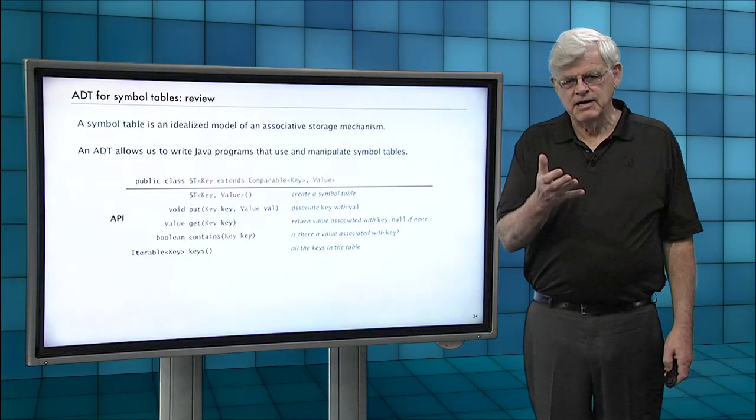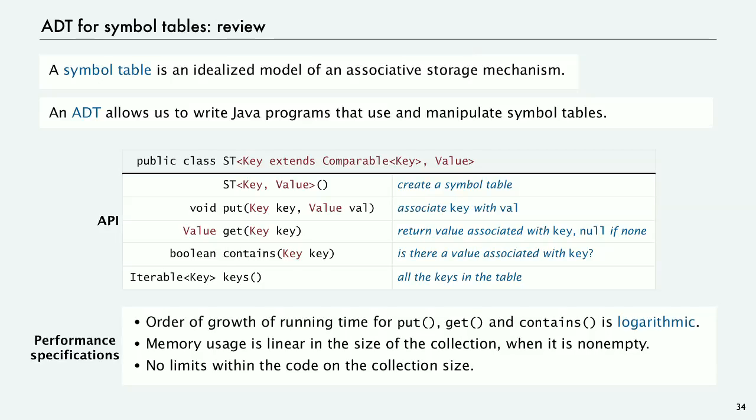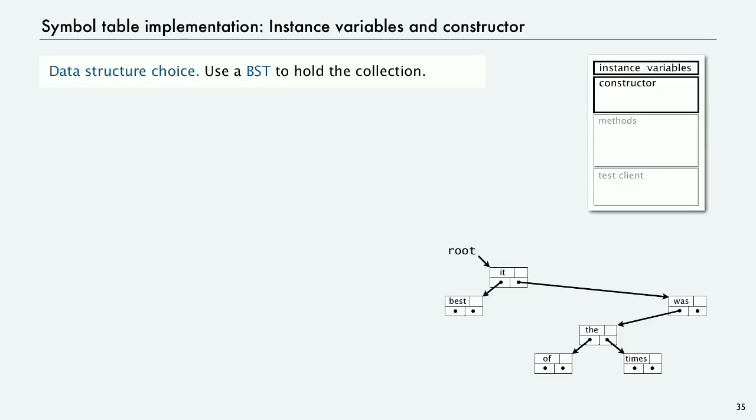And here's the API for that ADT that we articulated early on. And then we have these performance specs, and we don't consider an implementation to be a symbol table unless it meets these specs. The order of growth of the running time should be logarithmic at worst. The memory usage should be linear in the size of the collection if it's non-empty, and there shouldn't be any limits within the code on the collection size. So that's the challenge we're going to embark on right now.